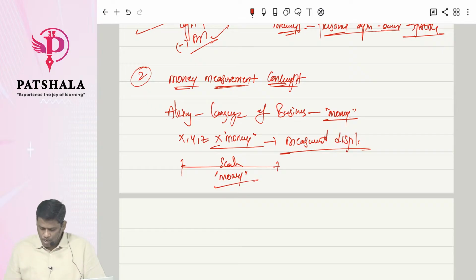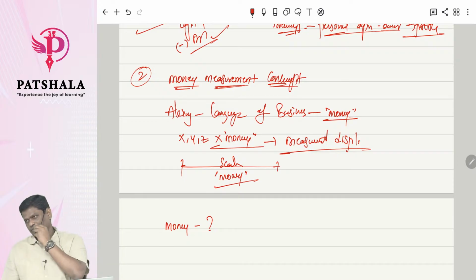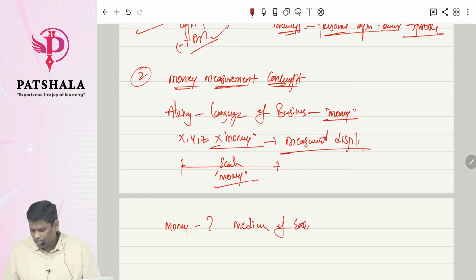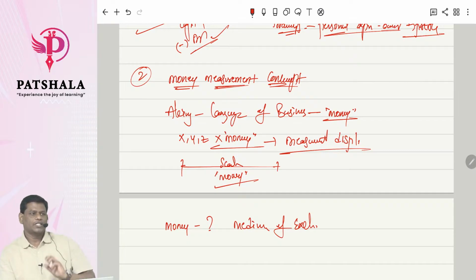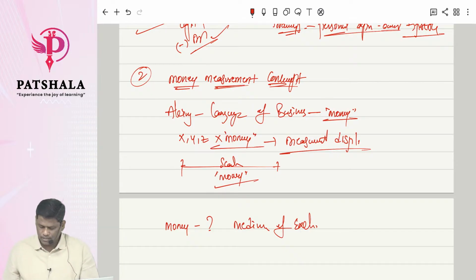Clear? Okay. What is money? Very good, excellent. Money is nothing but a medium of exchange. You go to the market, you take vegetables, what do you give? Money. You go to a kirana shop, you take groceries, what do you give? Money. You go to a fruit shop, you take fruits, what do you give? Money. You go to Burger King, you take a burger, what do you give? Money. So what is money? Medium of exchange.